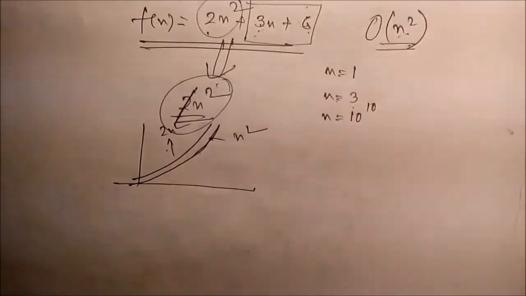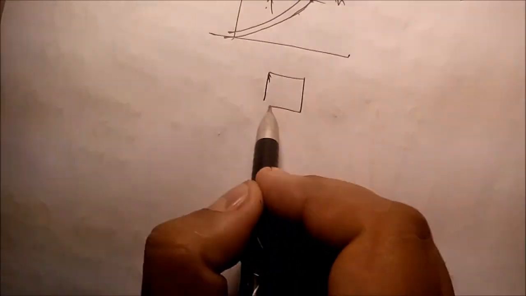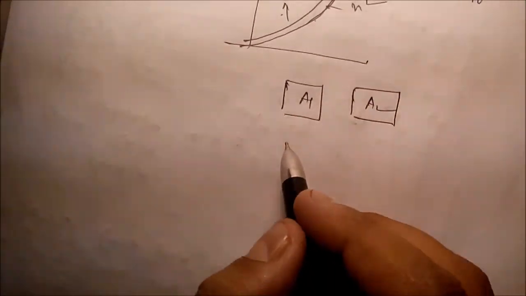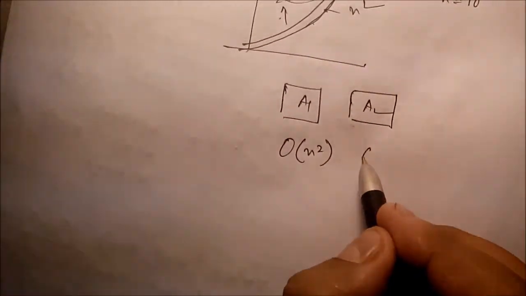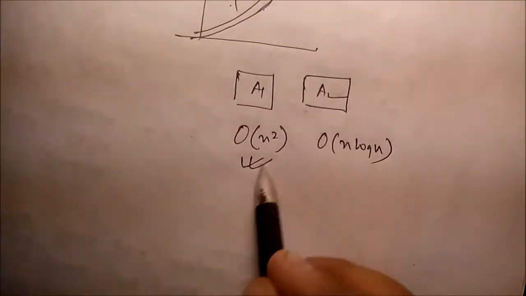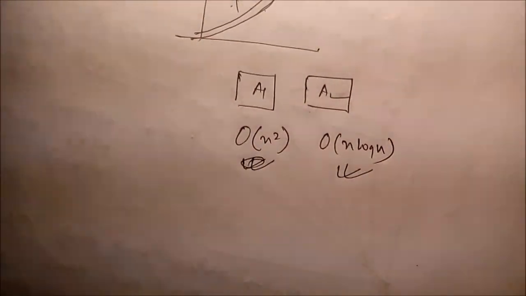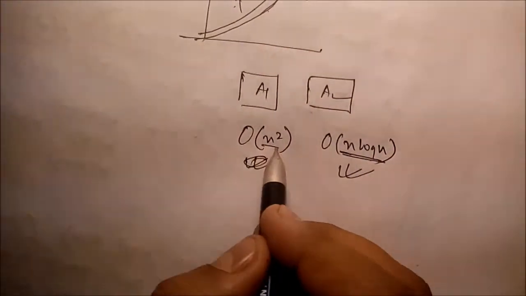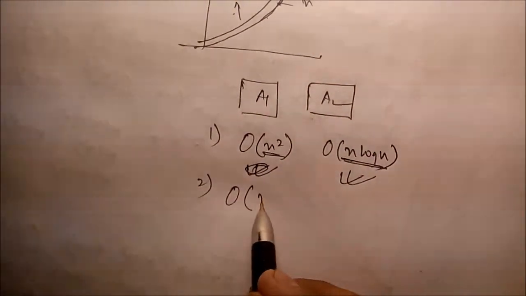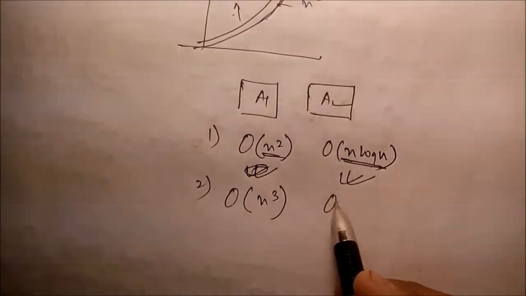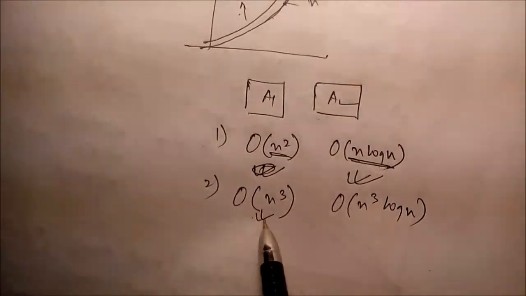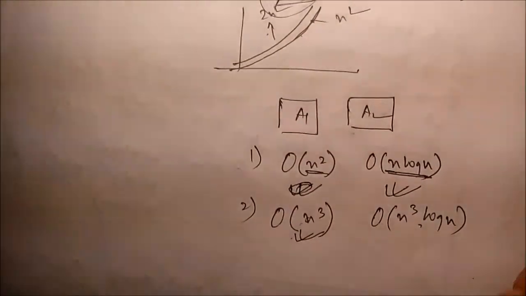Suppose algorithm 1 is there and algorithm 2 is there. Here the complexity is big O n square, and here the complexity is big O n log n. Which one is the better algorithm? Obviously this second one is better, because n log n is smaller than n square. In another instance, suppose here the complexity is n to the power q, but here n to the power q log n. Obviously this one is the better algorithm.